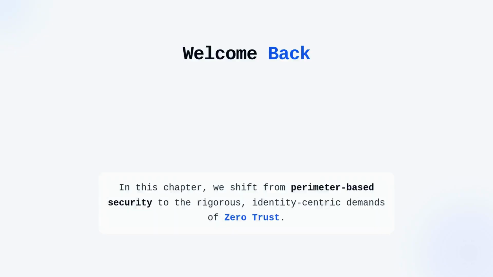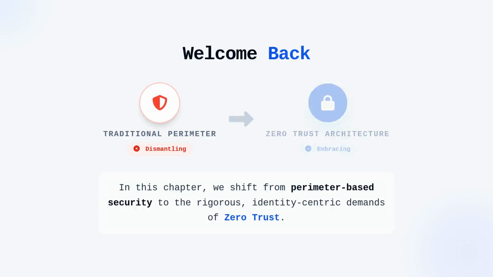Welcome back. In this chapter, we will dismantle the traditional concept of network perimeters to embrace the rigorous demands of zero-trust architecture.